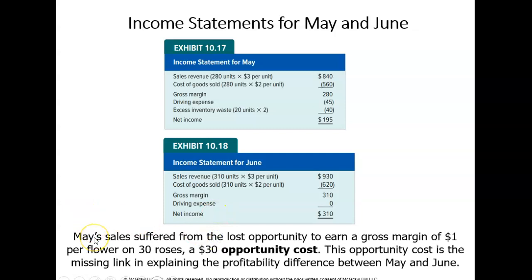Okay? So we see that May sales suffered from the lost opportunity to earn a gross margin of $1 per flower on 30 roses. An opportunity cost of $30. Okay? So opportunity cost is missing because we do not record opportunity costs on the actual income statement. We only show the actual cost.